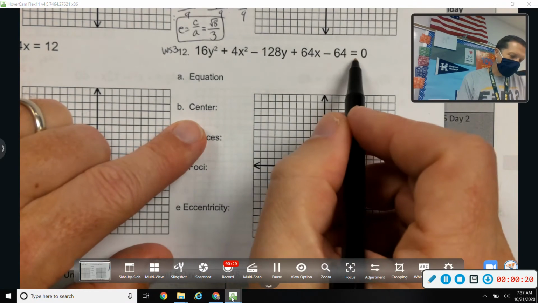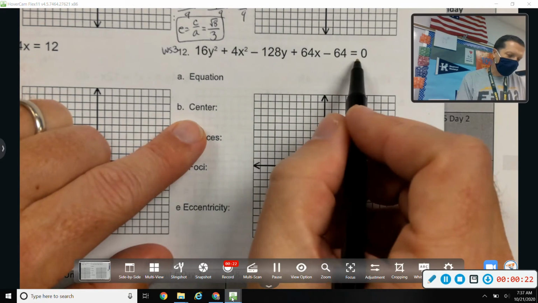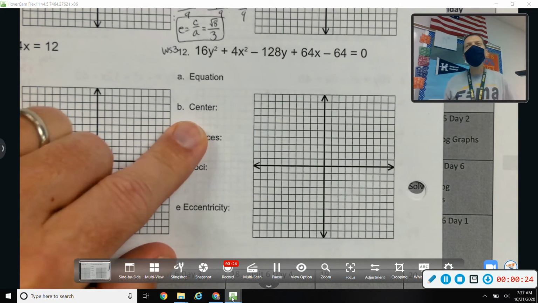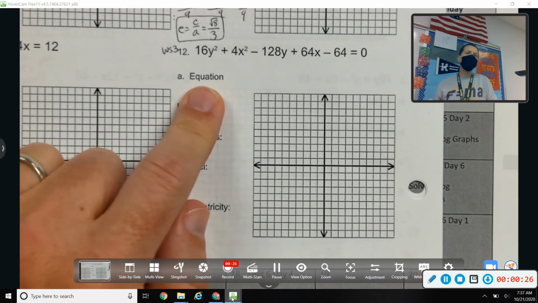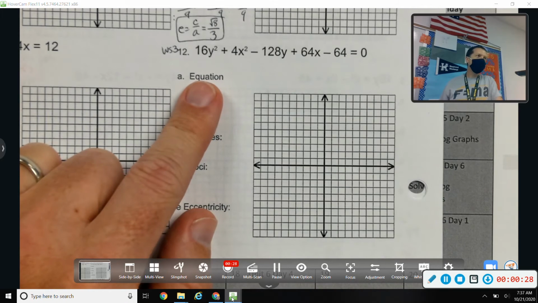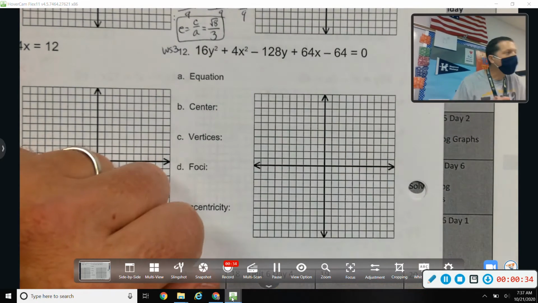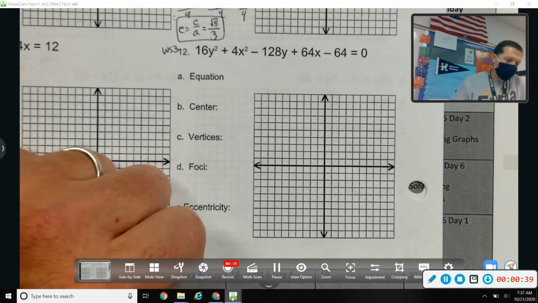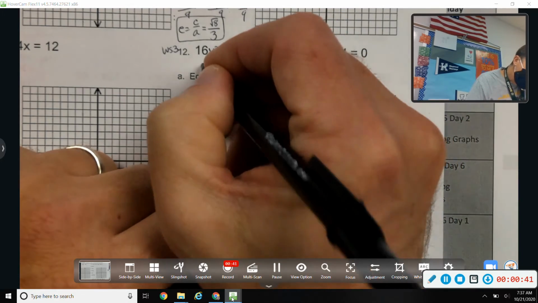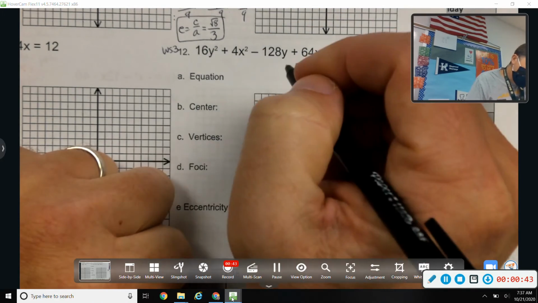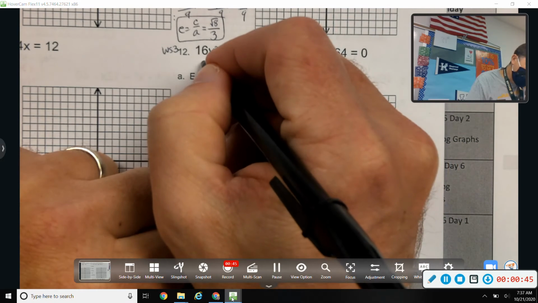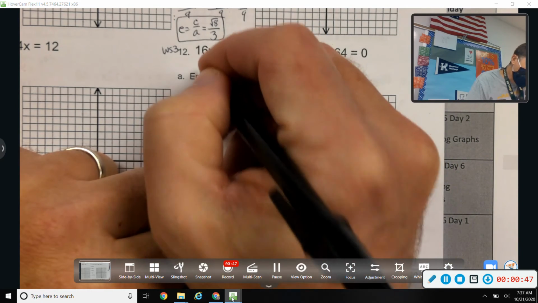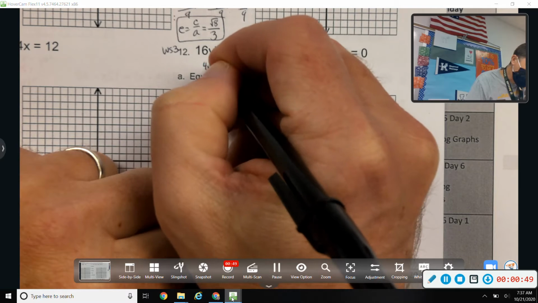Wait a minute. I see a trick on this one that we can do first before we do anything else that would make our life a little easier for number 12. Let's divide everybody by 4, and that way this is going to get a lot easier. You would still get to the same thing if you don't divide by 4. You'd just be dealing with bigger numbers the whole way through.